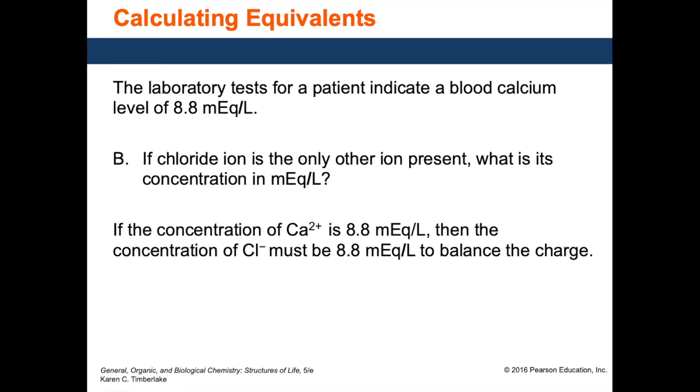Okay, so let's say we want to balance out that calcium with chloride. What is the concentration in milliequivalents per liter? Well, it'll be the same as that of the calcium, right? It'll be 8.8 milliequivalents per liter as well. It's the same number.